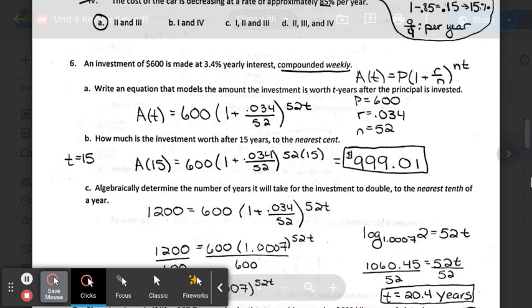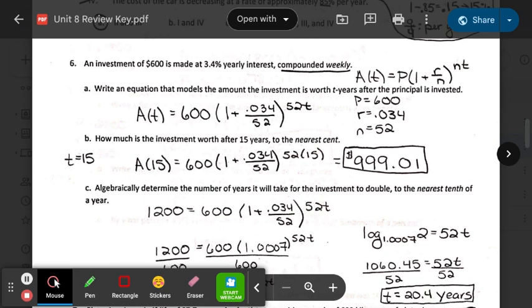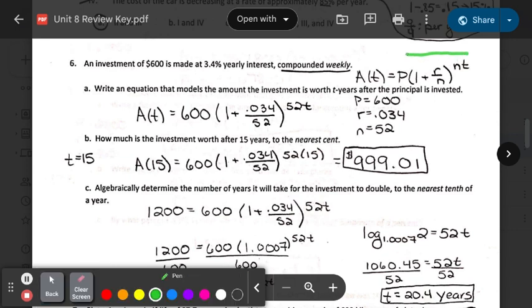An investment of $600 is made at 3.4% yearly interest compounded weekly. So yearly interest compounded weekly means we got 52 compounds. You must know this formula. You have to know all of your formulas. So this is the periodic compounding. And remember, move your decimal 2 places to the left. So hopefully this one wasn't terrible to get.